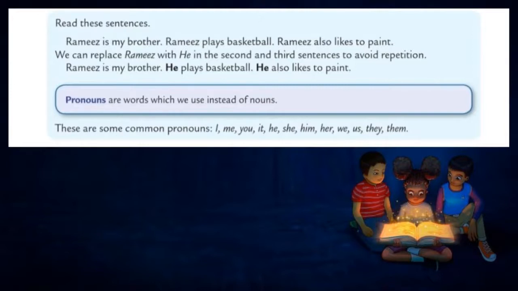Read the sentences. Ramesh is my brother. Ramesh plays basketball. Ramesh also likes to paint. Here, 3 sentences are there. In these 3 sentences, we use the same name again and again. That is Ramesh. So, instead of Ramesh, we can use the pronoun he. Look here, Ramesh is my brother. He plays football. He also likes to paint. So, if we repeat the same name again and again, instead of that, we can use pronouns.